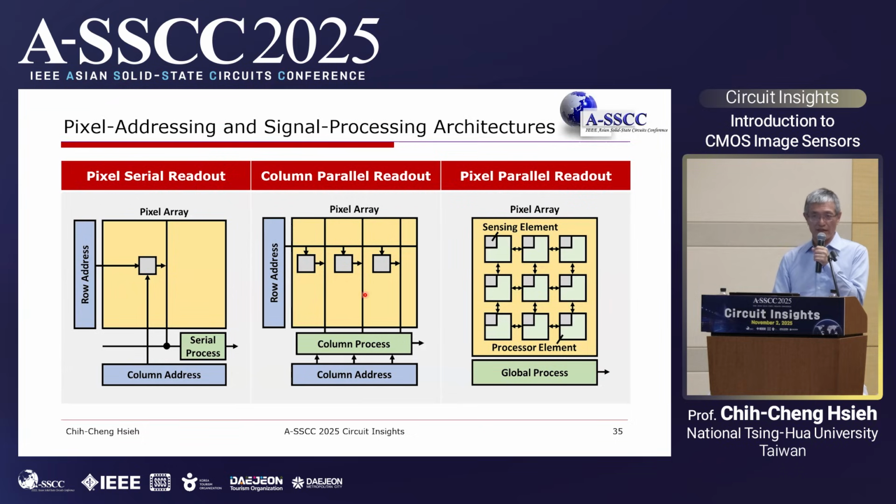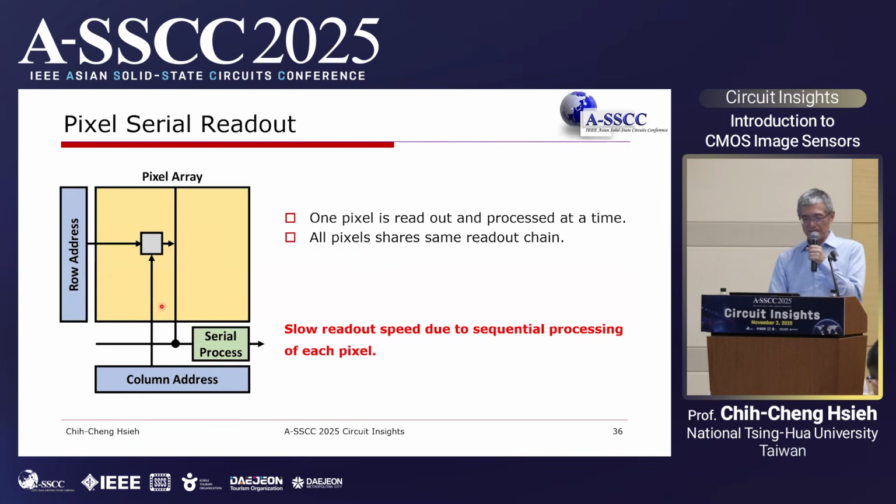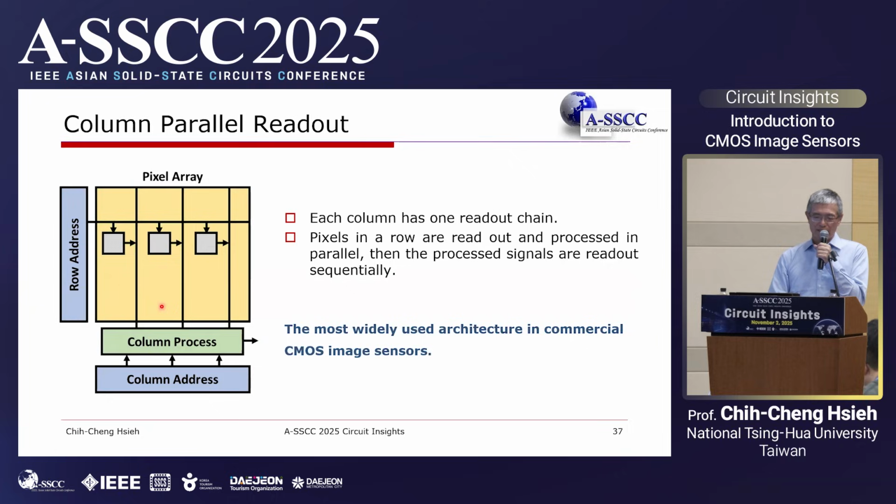When you need a very high throughput, you need to increase the parallel processing capability. You will go through the more parallel architecture. And for the simple and slow implementation, you can use the serial readout. Okay. And column parallel readout is the most popular one so far in the commercial product, because it provides the best balance between the throughput and the cost.